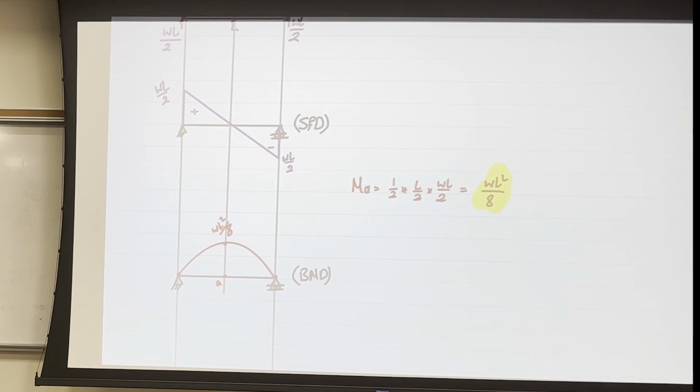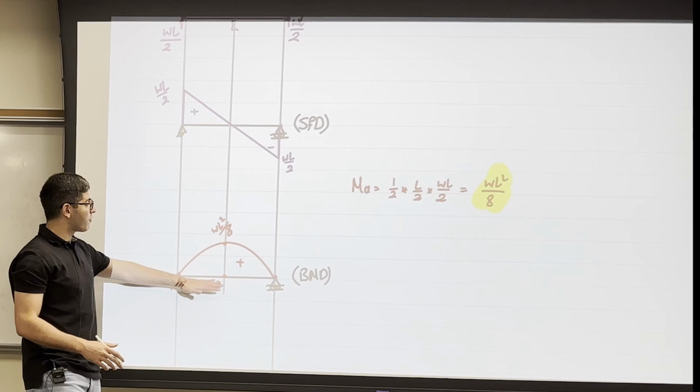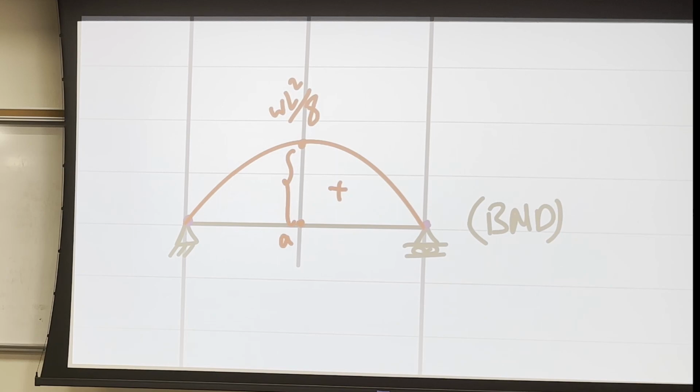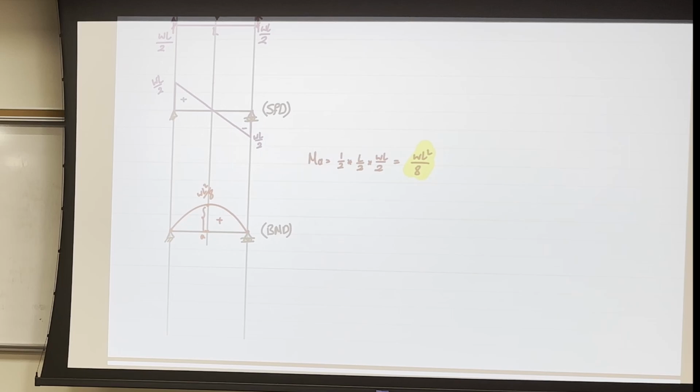Again, this is the American moment convention. Elsewhere, we will draw it down. So at the middle we have WL squared over 8, which is this amount. Also, if we want to figure out where the tension and compression parts are, the upper side here is going to be compression, and the lower side is in tension.